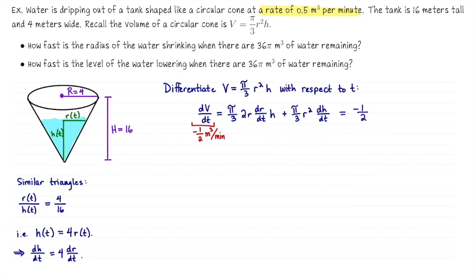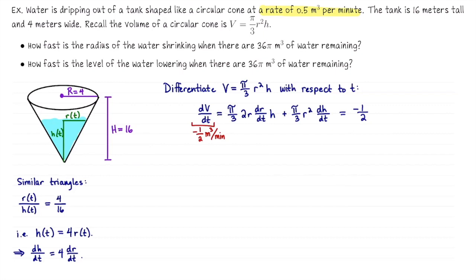Okay, so now let's look at this formula and the questions we're asked. We're asked to find how fast the radius of the water is shrinking at a certain moment of time, so that's dr/dt. And then we also want to know how fast the level of the water is lowering at the same moment in time, but that's dh/dt. Okay, so in this formula, dr/dt and dh/dt are what we're going to solve for, so it's okay that those are unknown, but we do need to know r and h.